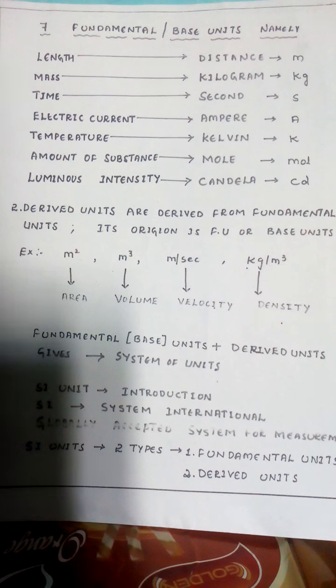Length is related to distance and distance is measured in terms of meter. Mass is measured in terms of kilogram, so notation is kg. Time is measured in terms of second, notation is s. Electric current is measured in terms of ampere, that notation is A. Temperature is measured in terms of Kelvin, notation is K. Amount of substance is measured in terms of mole, that is representation mol. Luminous intensity is measured in terms of candela, that is cd. This is all about fundamental quantities.